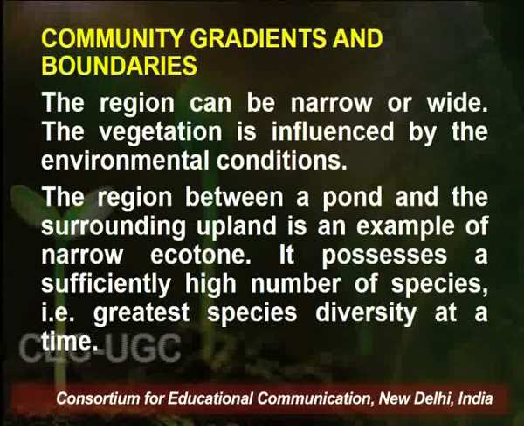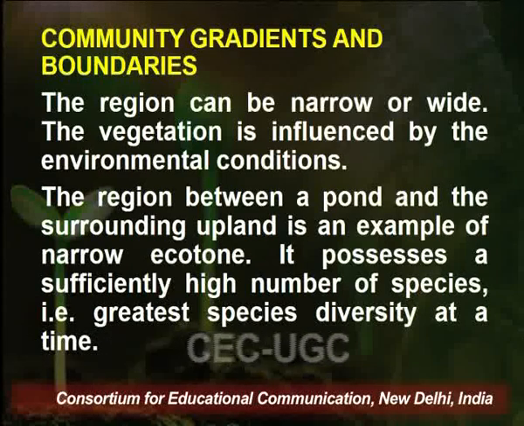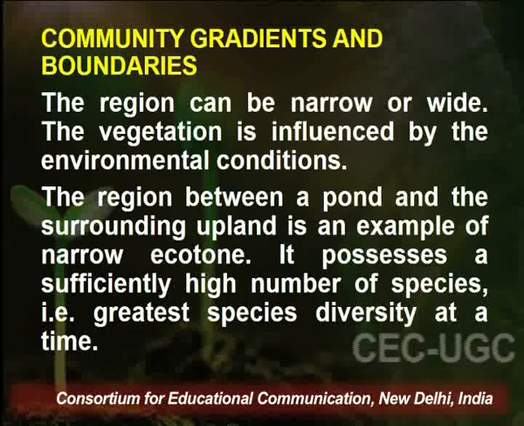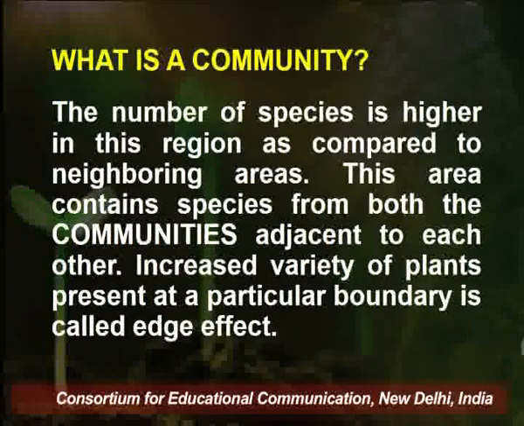It possesses a sufficiently high number of species, that is, greater species diversity at a time. The number of species is higher in this region as compared to the neighboring regions. Why? Because in this zone we have populations from both the communities. This area contains species from both communities adjacent to each other. Increased variety of plants is present at a particular boundary, and this is called the edge effect.